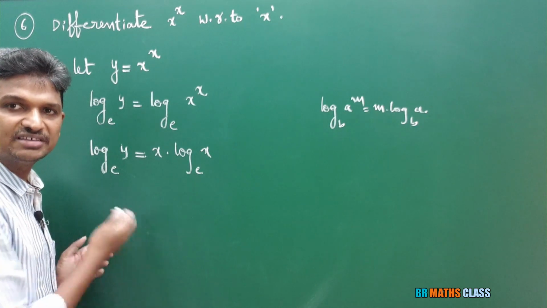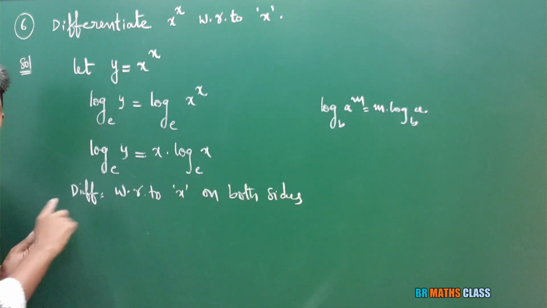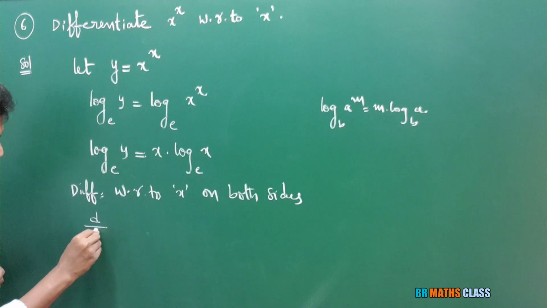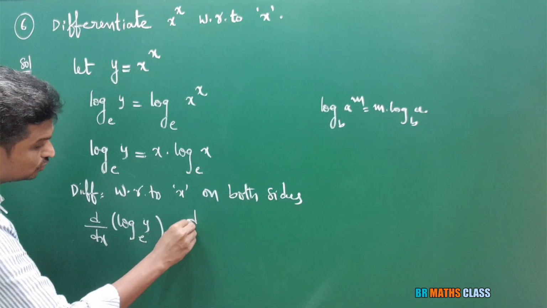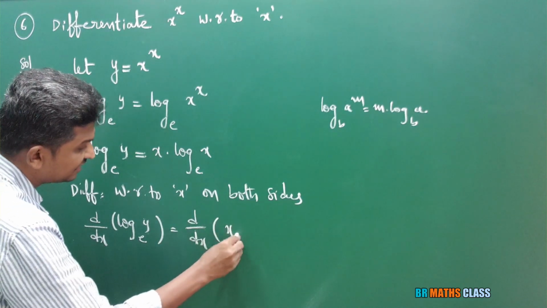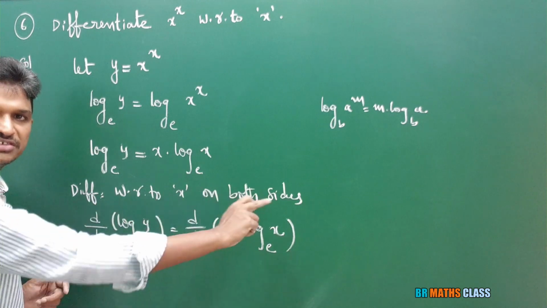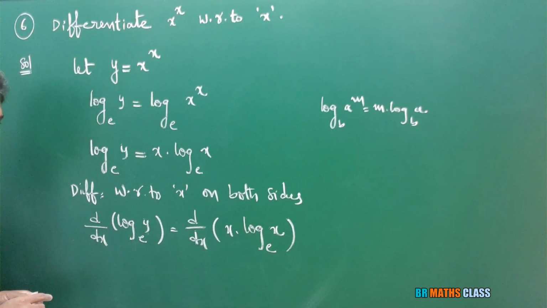To get dy by dx, I'll differentiate this equation with respect to x on both sides. Differentiating with respect to x on both sides is nothing but you just write d by dx to this equation on both sides like this. d by dx of log y base c equals d by dx of x into log x base c. Now you observe, this is the third time we are getting d by dx of log y base c.